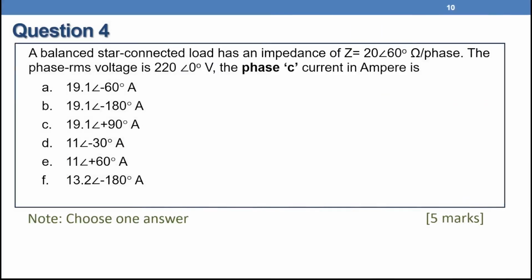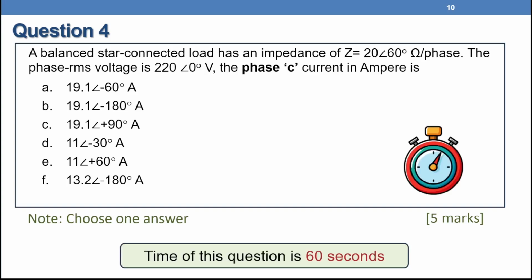Question number 4. A balanced star-connected load has an impedance of Z equals 20 angle 60 degrees ohm per phase. The phase RMS voltage is 220 volt angle 0 degrees. The phase C current in ampere is. Choose one answer. So the time for this question is 60 seconds.